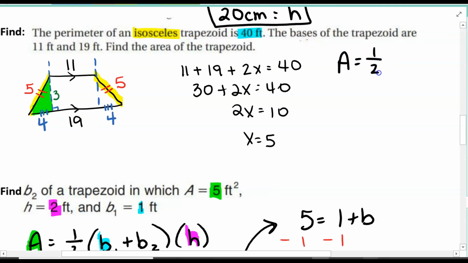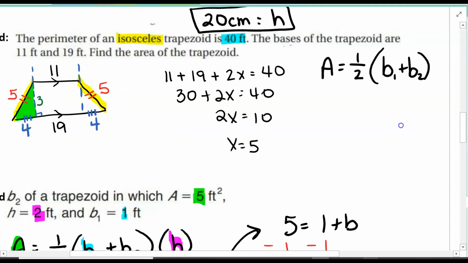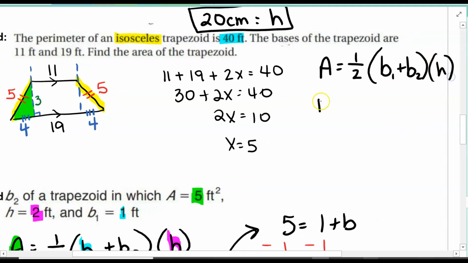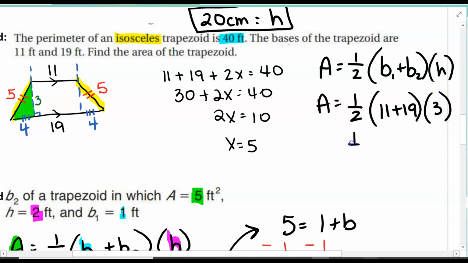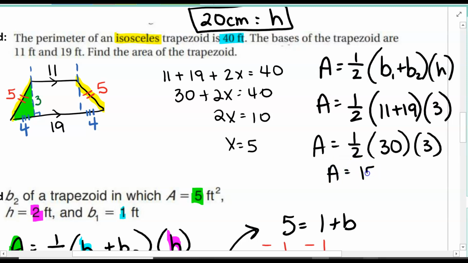Remember, it's 1/2 times the sum of the bases times the height. The bases are 11 and 19. The height we just found is 3. So 1/2 times 30 times 3. I have the area is equal to 15 times 3, which tells me we have an area of 45, and in this case, feet squared.